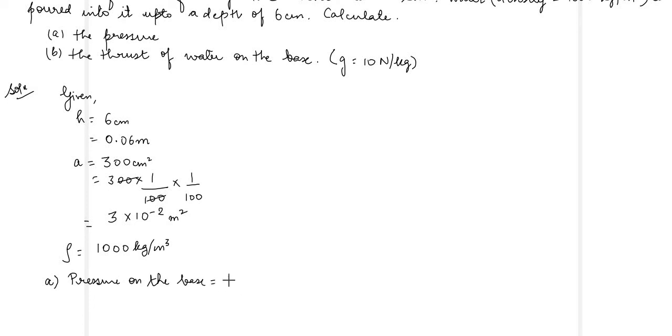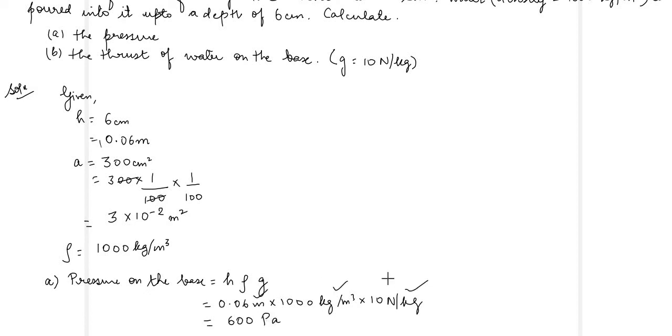जिसके लिए हम वही फॉर्मूला यूज करेंगे H रो G. H का वैल्यू 0.06 मीटर, this one. Rho is already given in SI unit 1000 kg per meter cube and g is 10 Newton per kg. So when you solve this, it is very simple multiplication. When you solve this, you will have 600 and the unit is Pascal, because all the units we have used over here are in SI unit. So when we solve the units, we will get it in Pascal.